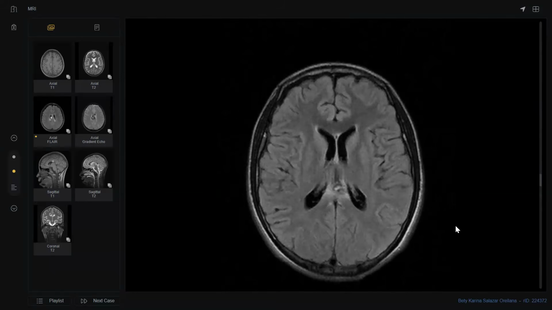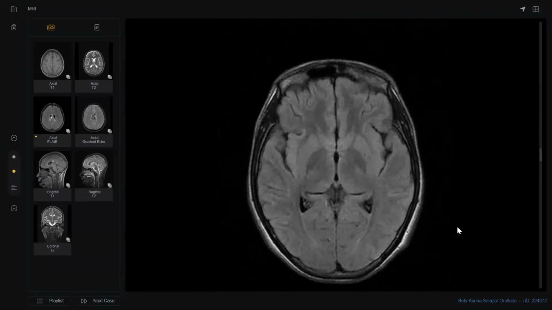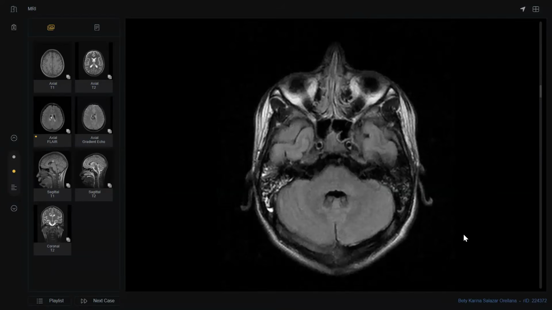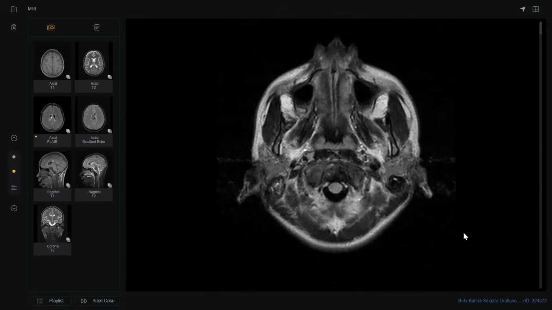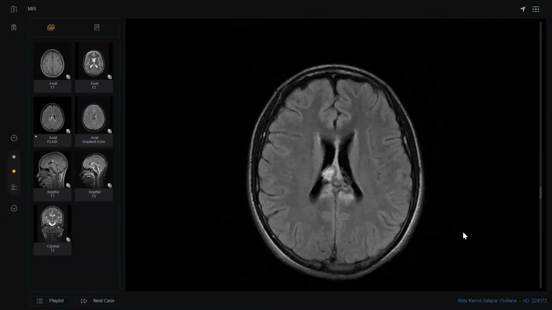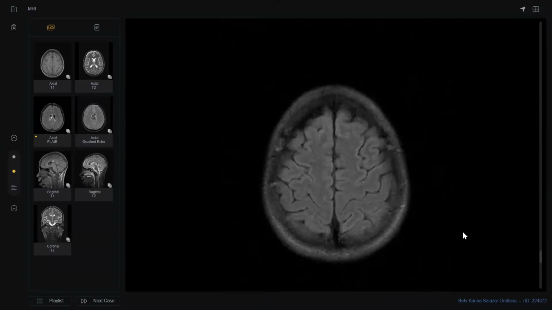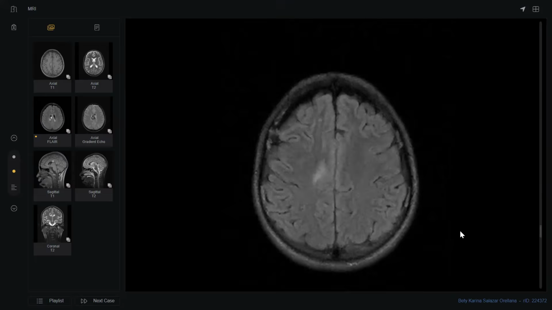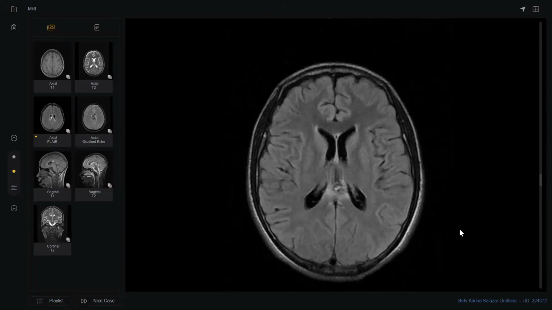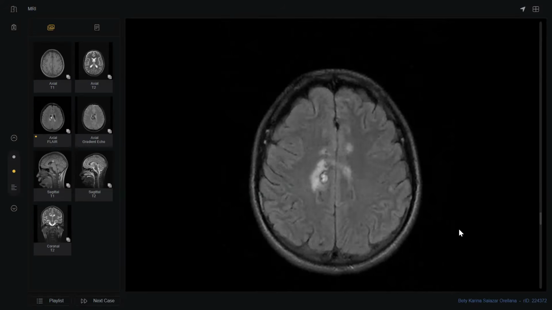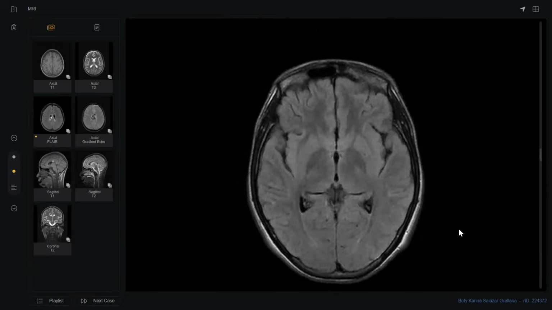And in the extraaxial regions, no definite hemorrhage in the extraaxial space. And I will also have a look at the susceptibility weighted images. Yes, I can also see that there are subcortical areas of hyperintensities in the left frontal and left parietal lobe and in the right frontal region as well.